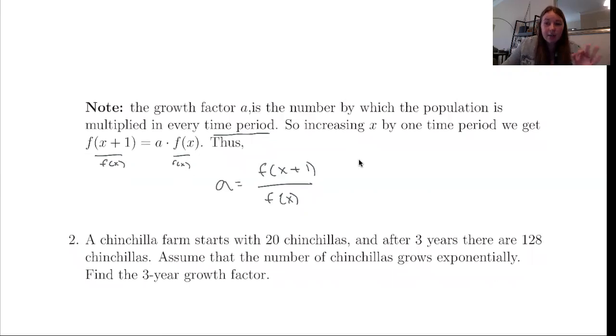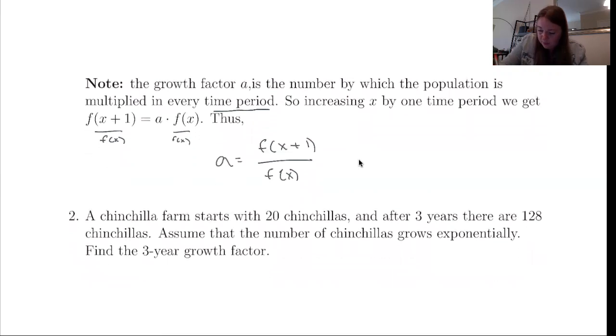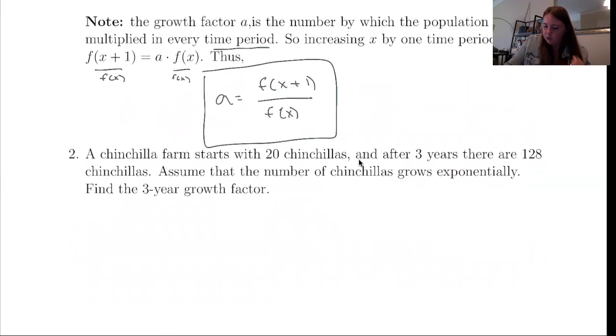But yeah, remember X is a time period here. And I really stress that because of this next example. All right. So Chinchilla Farms starts with 20 chinchillas. All right. C equals 20. Just going to start off by saying that. Let's highlight this so we don't forget about it. Oh, it's purple from our last class.